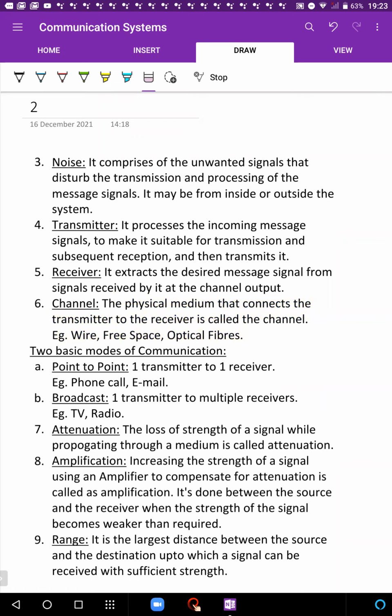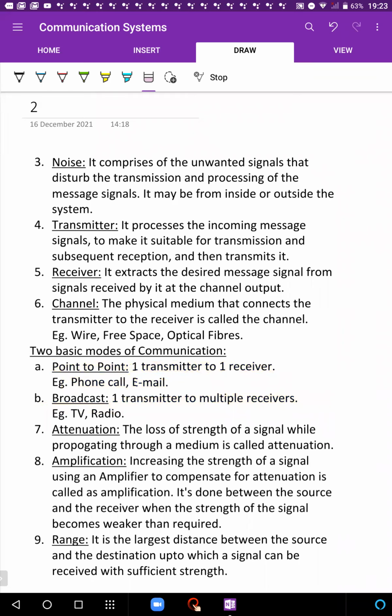The two basic modes of communication: one is P2P, point to point, which is one transmitter sending information to one receiver. An example of this would be a phone call or an email. There's one person sending and one person receiving. Broadcast, on the other hand, is one transmitter sending to multiple receivers. For example, TV or radio, or the Zoom meeting the way it's happening now, that's again a broadcast. Me sending to multiple devices which have been tuned in.